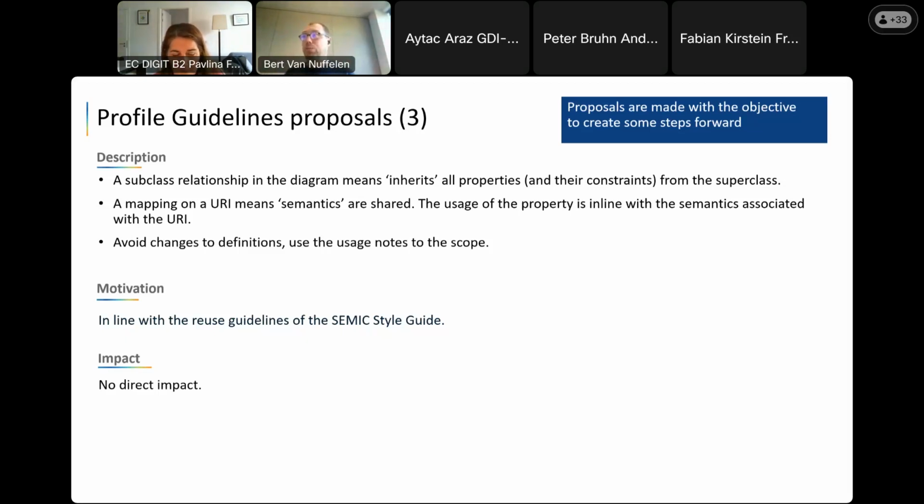What we additionally use is to map. If we map it on the URI, that means that this URI and the semantics that are associated with this URI are meant and intended, and so this should be coherent. And we will try in this to not change anything to the definitions, as the style guide says, but use usage notes to explain and to add to the scope. This is in line with the guidelines we have in the semantic style guides.